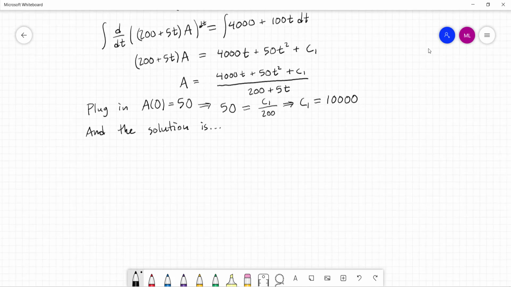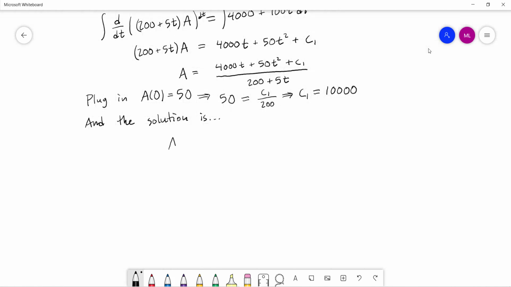is, after it's all said and done for this big ugly problem, that A of t, let's write it cleanly, A of t is equal to (4,000t plus 50t squared plus 10,000) divided by (200 plus 5t). And hopefully I didn't screw that up anywhere.